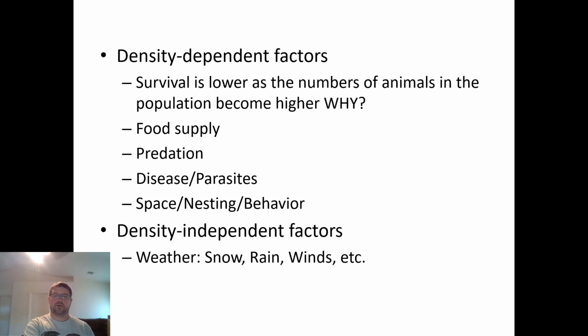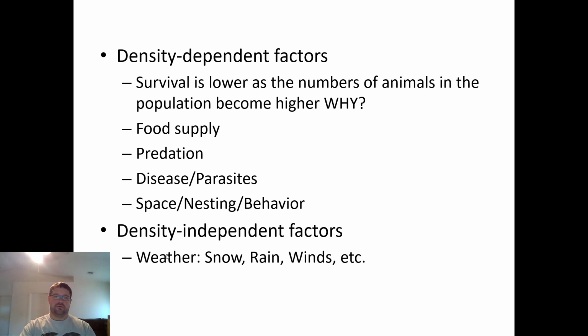Now there are a set of factors that we don't have any control over, and that has nothing to do with the density of the population. For the most part, it has nothing to do with the density of a population. Those are what we call density independent factors. Density independent factors, like the name suggests, are not dependent on how many organisms are in a given region.